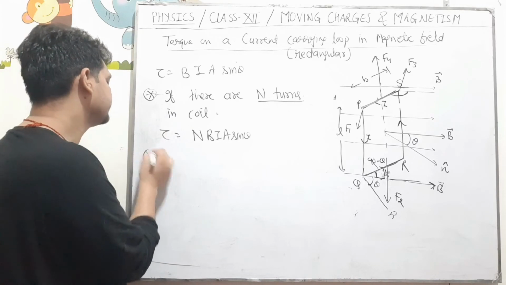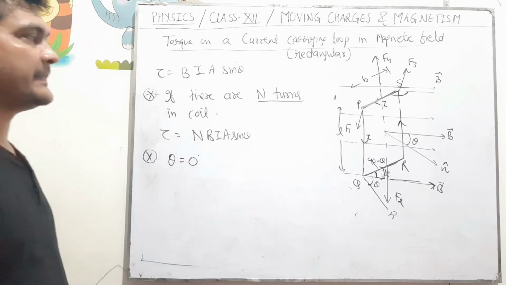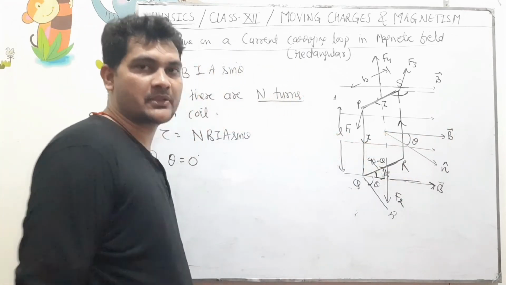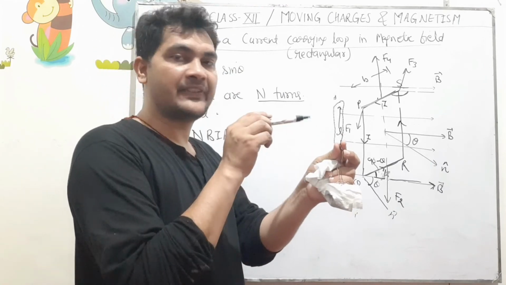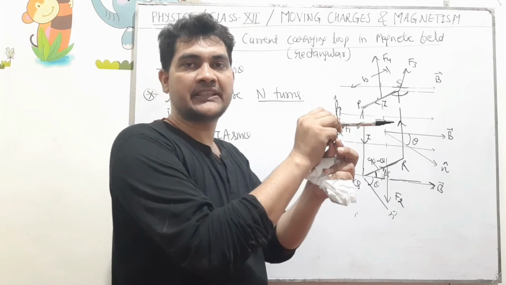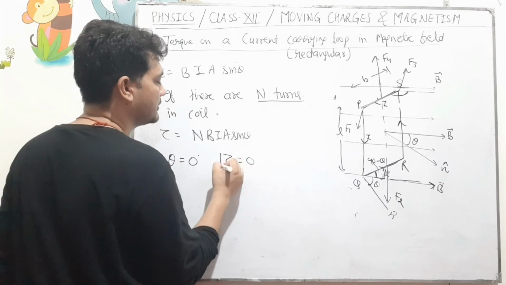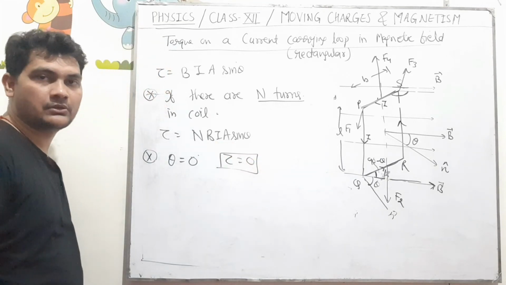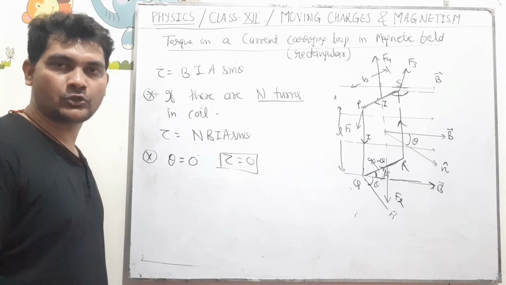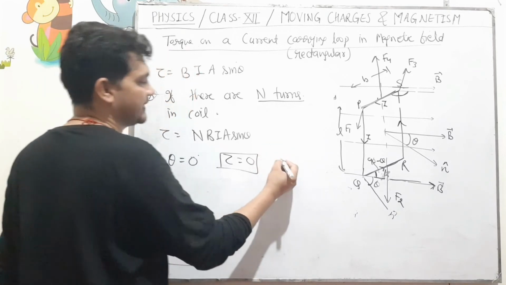Second case, if theta is 0 degree, theta 0 degree means the normal of the loop and the magnetic field are in the same direction. This is the situation: the magnetic field is in this direction, and the normal is also in this direction. In that situation, theta is 0 degree. If theta is 0 degree, then the torque will be 0. Therefore, the loop will be in equilibrium, because the net force on the loop is 0 and the net torque on the loop is 0, it means the loop is in equilibrium.